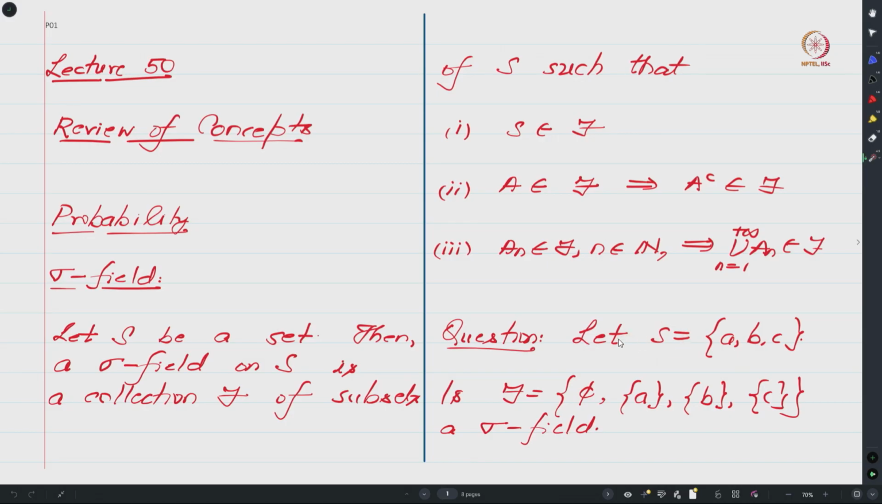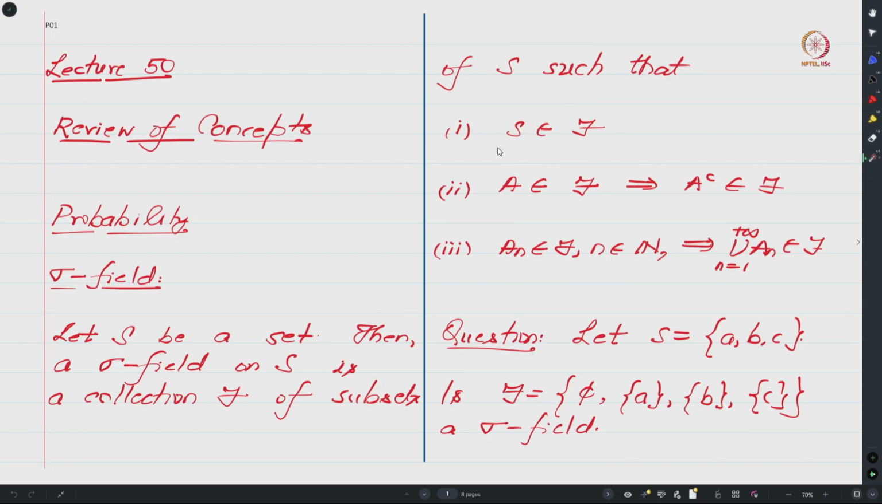Let's say S is the following set. It consists of three elements A, B and C, and let us say we have been given a collection of subsets of S. Now for any set S, the empty set is a trivial subset, and then we have three singleton sets, that is the set containing A, the set containing B and the set containing C. And the question asks us to check whether this collection is a sigma field or not. In order to check this, we have to see if all these three properties indeed hold true or not.